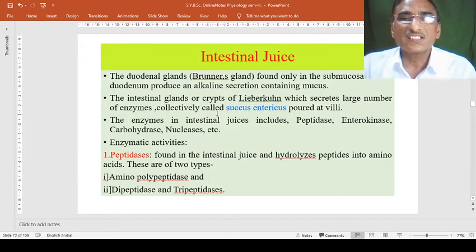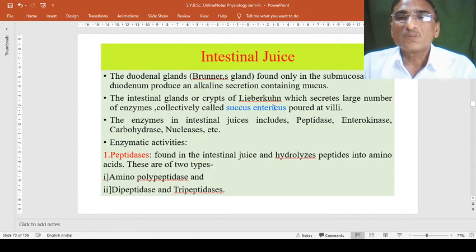Then the intestinal glands are also present, randomly scattered in the wall of the intestine, in the crypts of Lieberkuhn. These are the contours, or folds of mucus, on which these crypts of Lieberkuhn are located, or we can say villi. Villi are also microfolds which take part mostly in the absorption of food material after digestion.